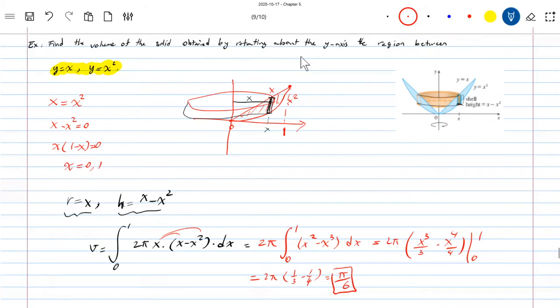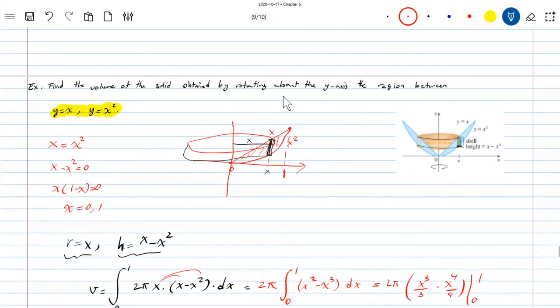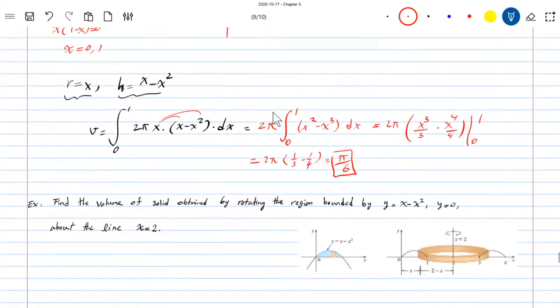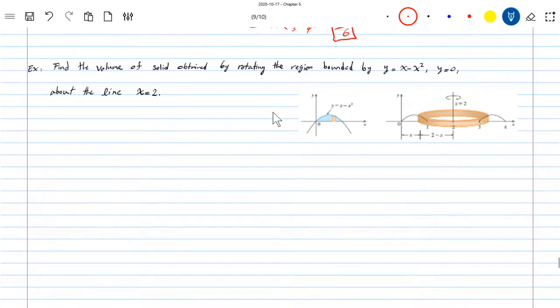So this is the volume created by this rotation. Okay, so we did an example where the height was the height of the function. Now we do an example where the height is basically the difference between the two functions. Now, what if the radius changes? Here's an example where you'll notice that the radius is not going to be simply x.